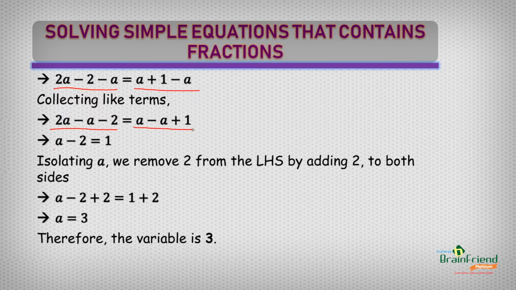Solving this, we will get a minus 2 is equal to 1. Isolating a completely, we remove 2 from the left-hand side by adding 2 to both sides of the equation. This will give us a minus 2 plus 2 is equal to 1 plus 2. A minus 2 plus 2 will give us a, and 1 plus 2 will give us 3. A is equal to 3. Therefore, our unknown variable is 3. Having solved those examples, let us move on to using simple equations to solve word problems.